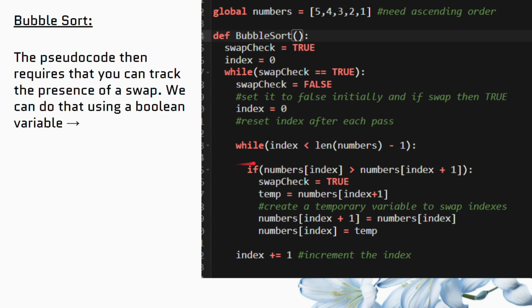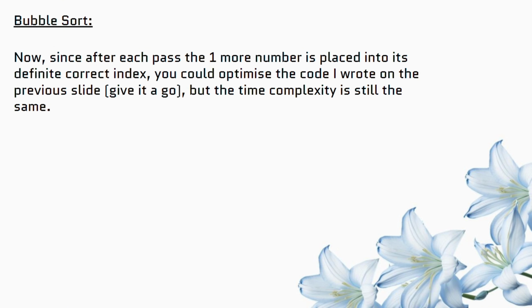And then this while loop will continue and continue until you reach the end of the list. And then if this is true, we're going to go again, set it to false, and reset the index to 0, because remember, at the end of a pass, we need to go back to the start of the list to do the next pass, and then go back again. So we need to reset index to be 0. Hopefully that makes sense.